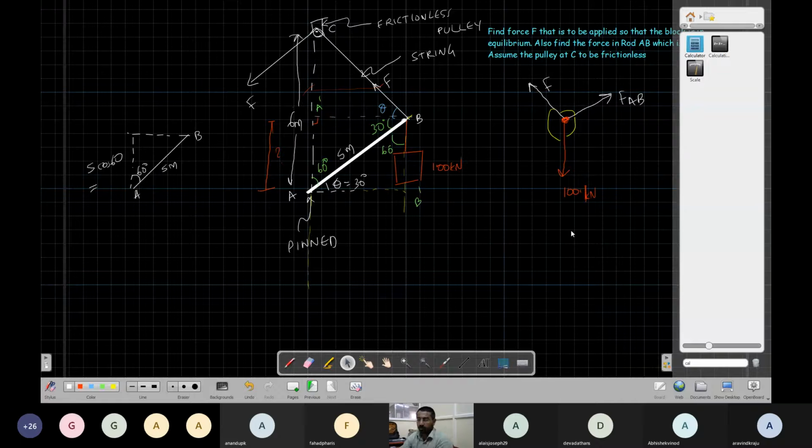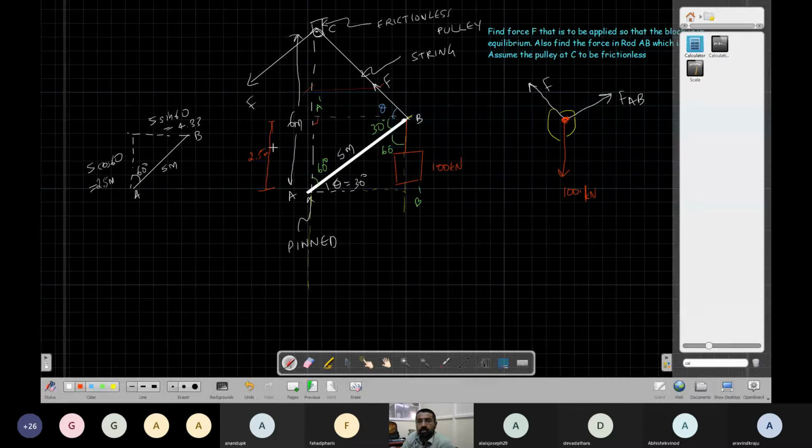So this is 2.5. What is this distance? This is 5 sin 60. What is this value? Somebody calculate and tell me the value. 4.33. Okay, thank you. So this is 4.33 and this is 2.5. So this question mark I can remove and mark this as 2.5 meters.